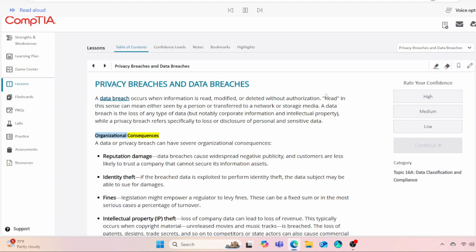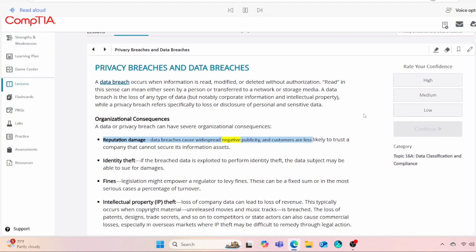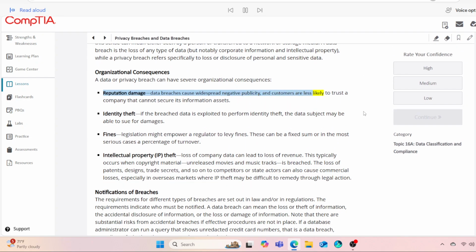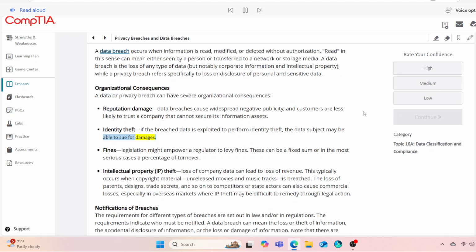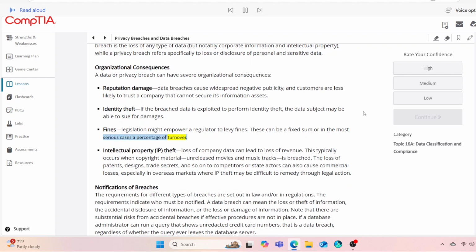Organizational consequences. A data or privacy breach can have severe organizational consequences. Reputation damage. Data breaches cause widespread negative publicity, and customers are less likely to trust a company that cannot secure its information assets. Identity theft. If the breached data is exploited to perform identity theft, the data subject may be able to sue for damages. Fines. Legislation might empower a regulator to levy fines. These can be a fixed sum or, in the most serious cases, a percentage of turnover.